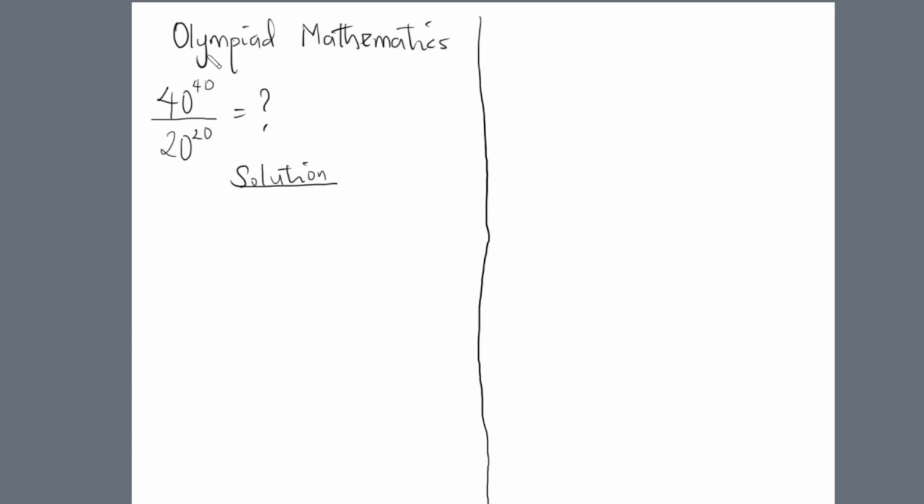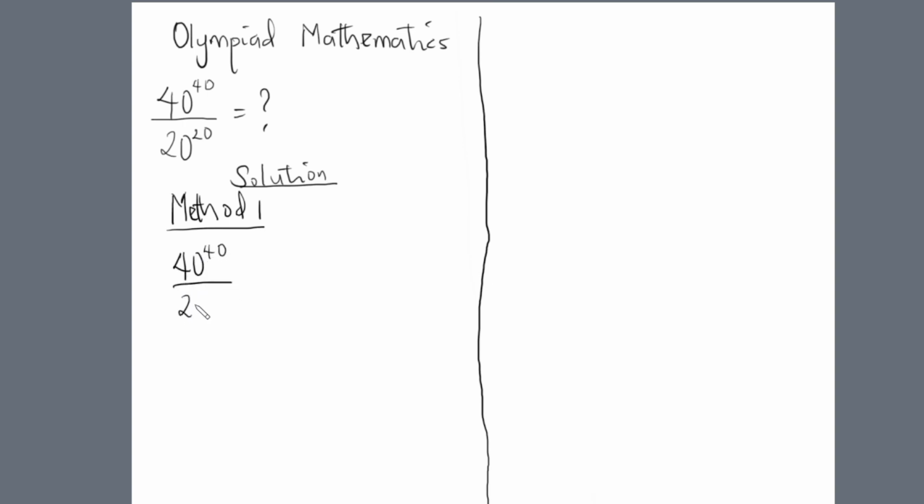Today we are looking at this Olympiad mathematics question. It says 40 to the power of 40 divided by 20 to the power of 20 is equal to what? I'll be using two different methods. This is the first method I'll be using, and then stay tuned for the second method to get the same answer.